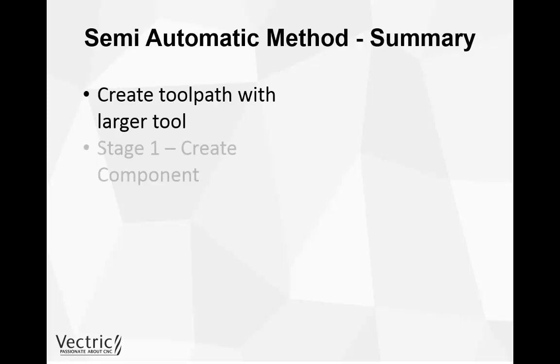So then there's the semi-automatic method, which is what I'm about to demonstrate to you in the software. But first I'm going to run through the technique with you in this presentation. So first of all, we need to create a toolpath with a larger tool, and then we go into the 4 stages of the semi-automatic method of REST machining, which is where we first of all create a component which is going to be the difference model between what we actually machined and what we wanted to machine.